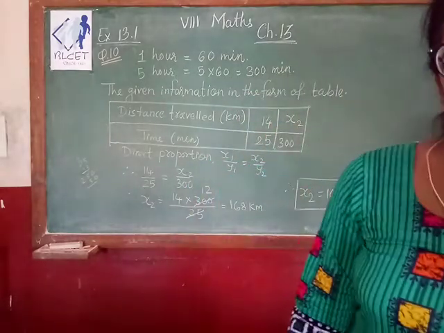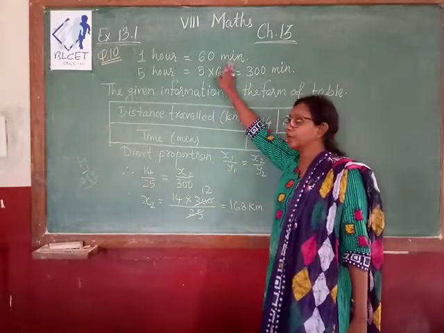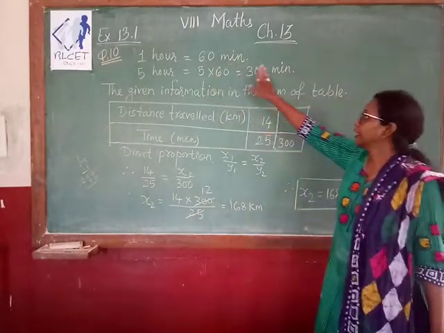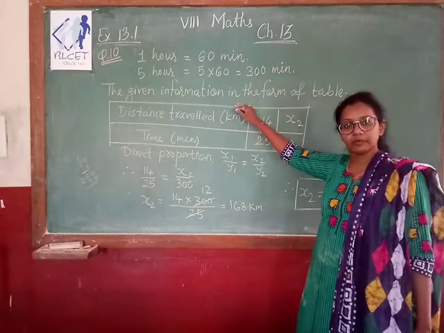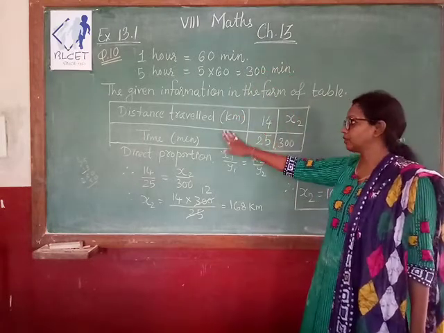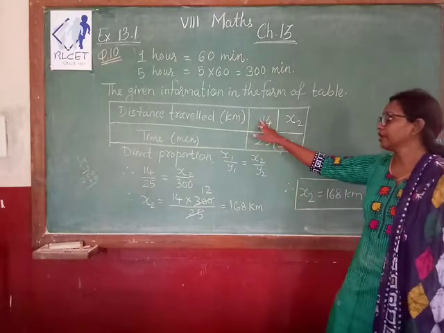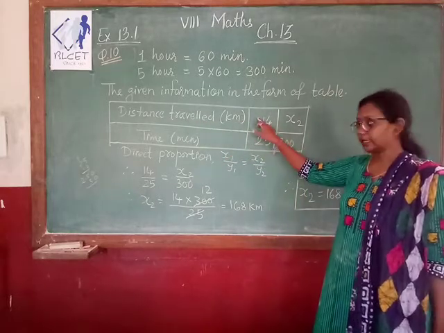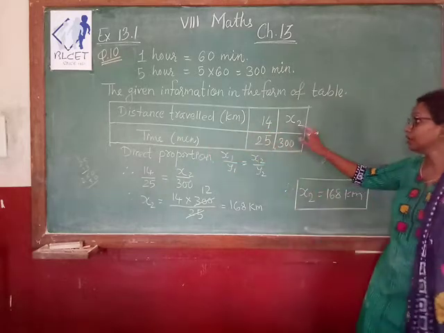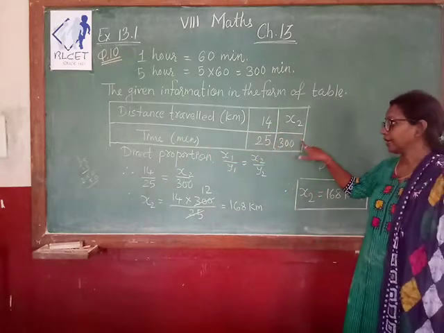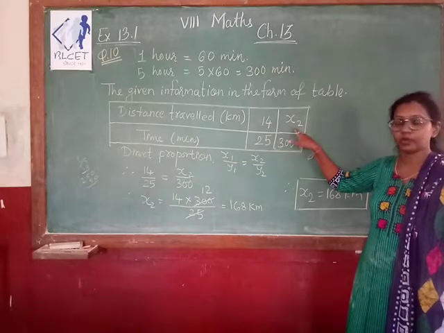First we have to convert 5 hours into minutes. We know that 1 hour is equal to 60 minutes, so 5 hours is equal to 5 into 60, which is 300 minutes. Now whatever information is given in the question, we write in terms of a table. The distance travelled is 14 kilometers, and to cover this distance the time taken is 25 minutes. For 300 minutes, we want to find how much distance it can travel.